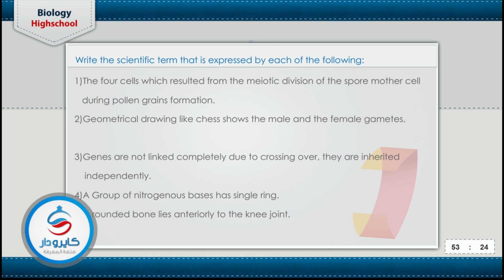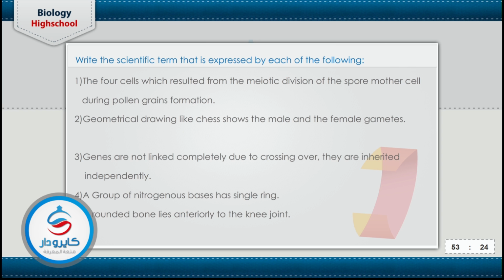Write the scientific term for each of the following. The 4 cells which result from the meiotic division of the spore mother cell during pollen grain formation. We understand that the primary germ cell can divide by meiosis into 4 cells, each is called a microspore. So the 4 cells produced as a result of meiotic division of the spore mother cell during the formation of the pollen grain are the 4 microspores.